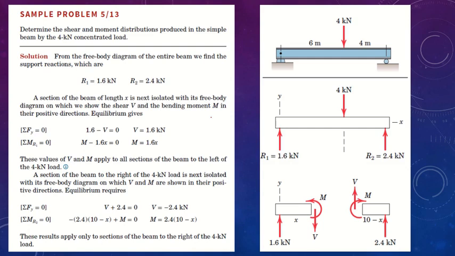Determine the shear and moment distribution produced in a simple beam by a 4 kN concentrated load. So we have a concentrated load acting at a distance of 6 meters from the pin joint. First thing is, we are going to develop a relation for how the reactions at this position, let's say this is 1 and this is 2, are working.